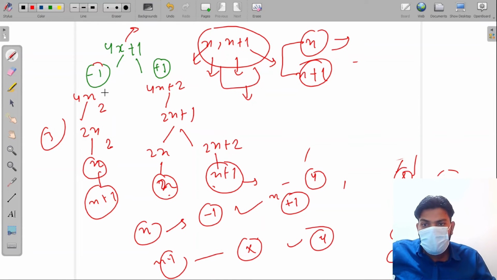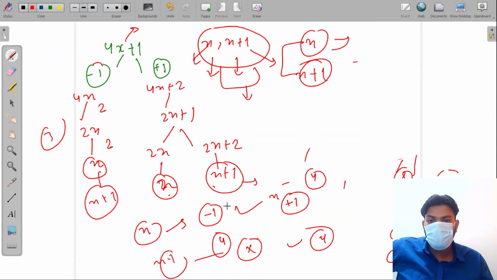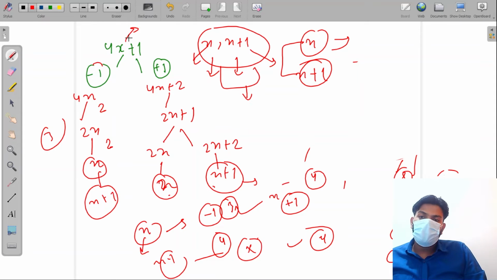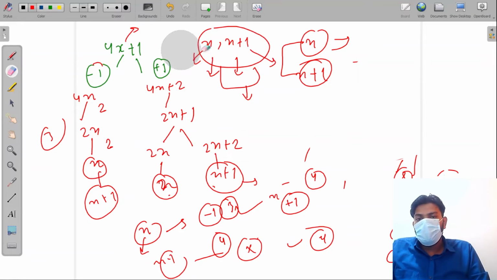But this is not valid for x. At the time of x, you take one more step as compared to this. You take 4 steps as compared to this, you take 3 steps. So this x will be better at the time of decreasing. So at the stage of 4x plus 1, you always have to decrease the value by 1. Okay, so I hope you understand everything.